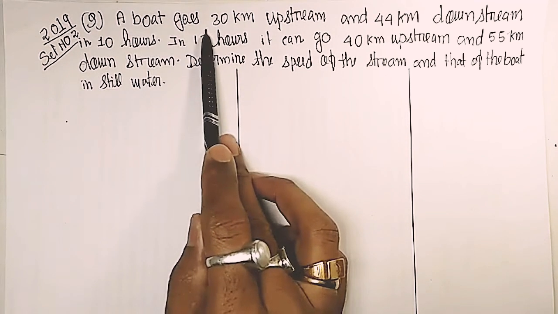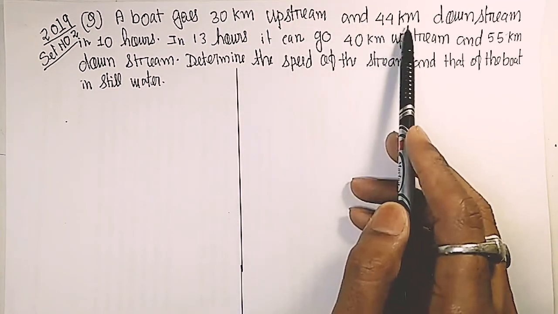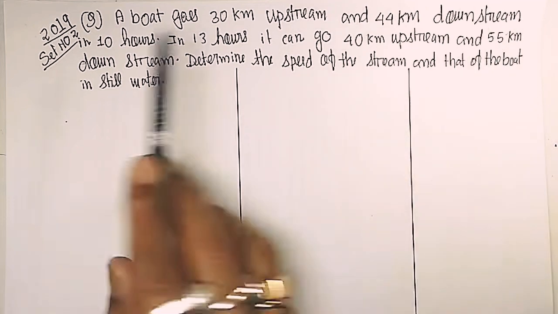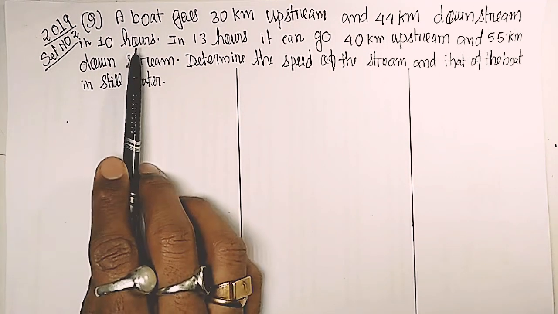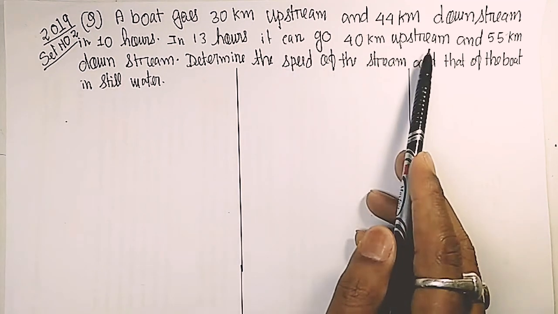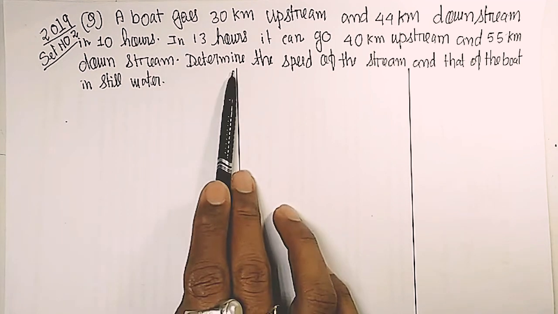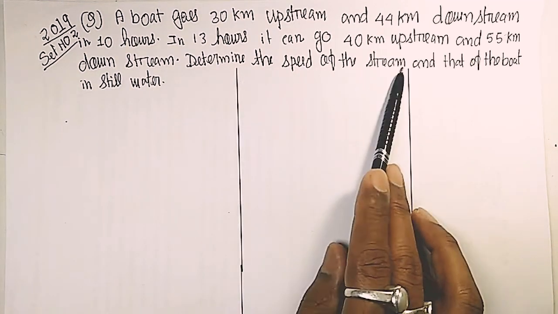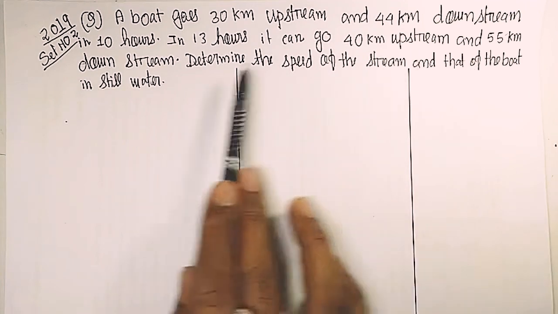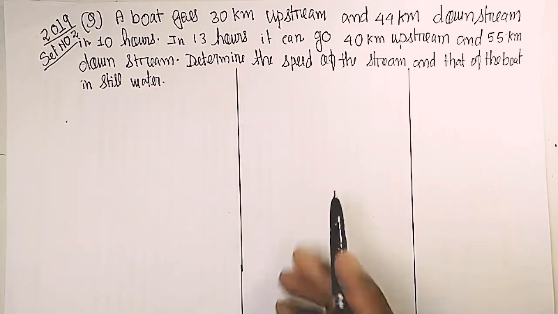A boat goes 30 km upstream and 44 km downstream in 10 hours. And in 13 hours, it can go 40 km upstream and 55 km downstream. Determine the speed of the stream and that of the boat in still water.